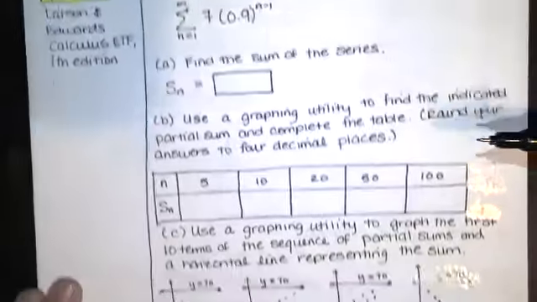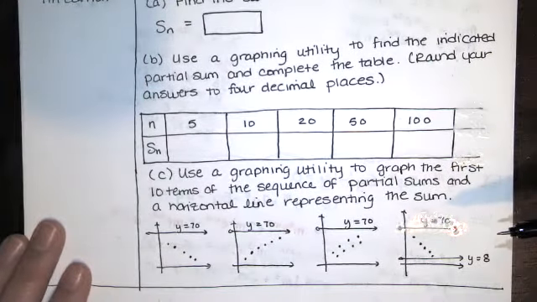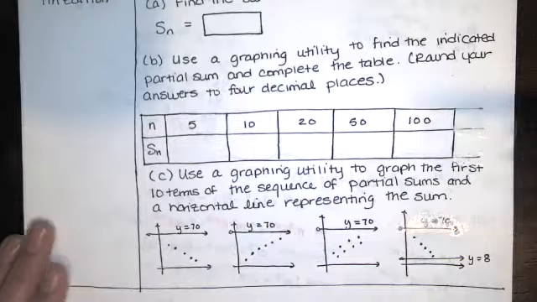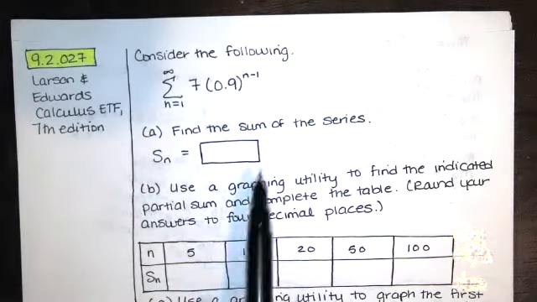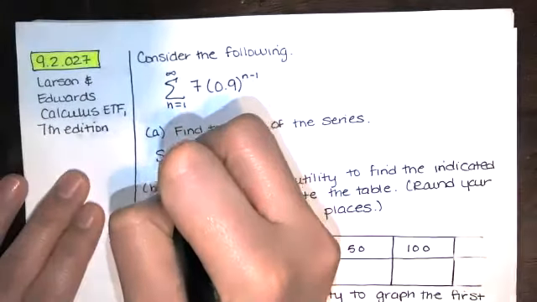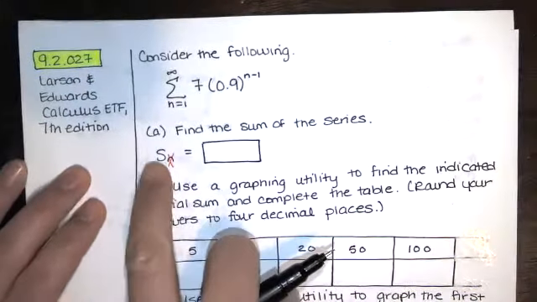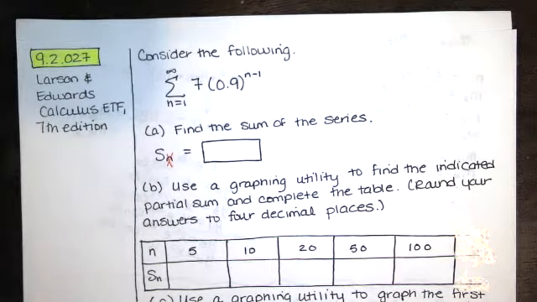And then we're asked to use a graphing utility to graph the first 10 terms of the sequence of partial sums and the horizontal line representing the sum. First of all, I just want to point out that when they say find the sum of the series, usually that sum of the series does not have a subscript n on it. That's the nth partial sum. The sum of the series would typically be denoted by just s without a subscript at all.